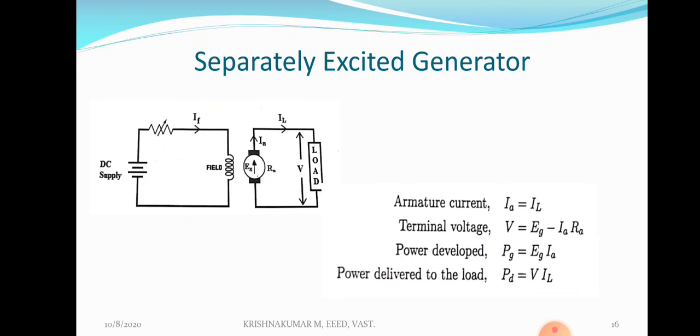So we have generated EMF EG and voltage available across the load V. So EG minus IA RA is equal to V. Generated power PG is equal to EG into IA, voltage into current. Voltage means generated EMF EG, current means armature current IA. Power delivered to the load, or power consumed by the load, is equal to V into IL. I think it is clear. So these are the basic fundamental equations in connection with a separately excited generator.